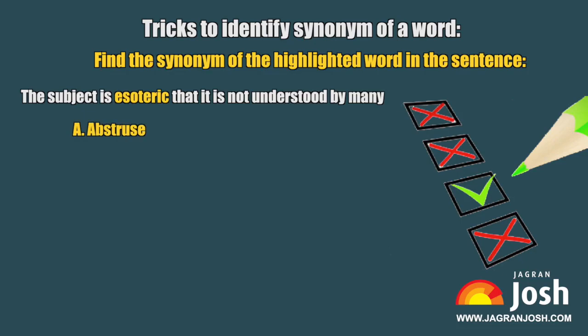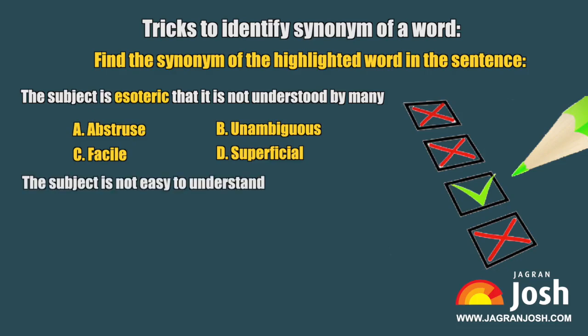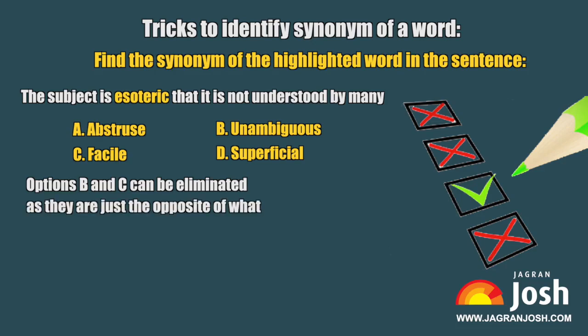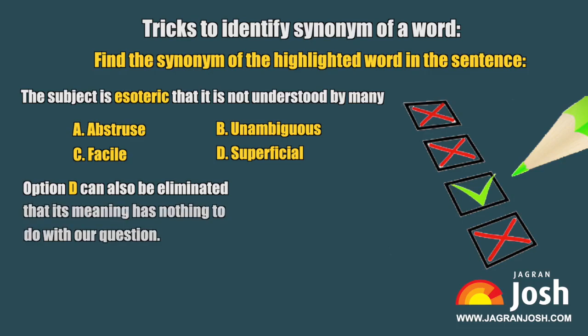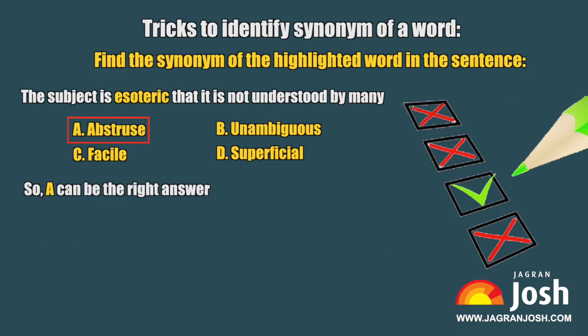A. Abstruse. B. Unambiguous. C. Facile. D. Superficial. It is understood from the sentence that the subject is not easy to understand, and hence the answer we are looking for is the word that means something that cannot be understood easily. Options B and C can be eliminated as they are just the opposite of what we are looking for. Option D can also be eliminated, as its meaning has nothing to do with our question. So A can be the right answer. Abstruse means hard to understand.